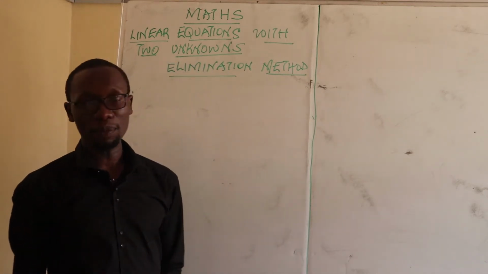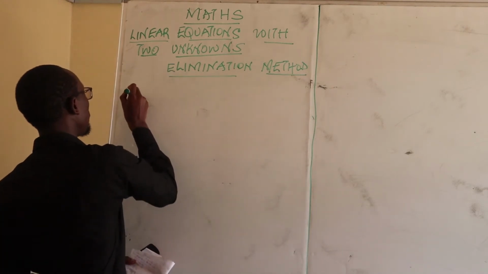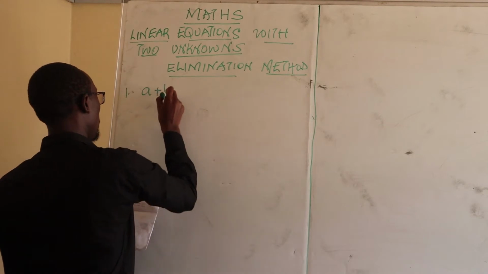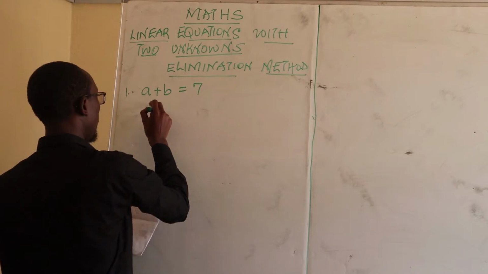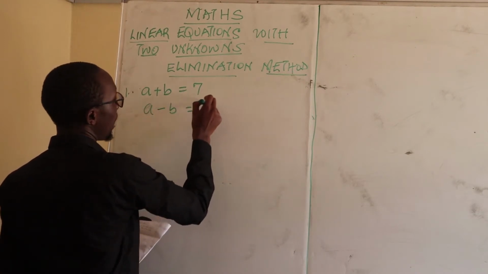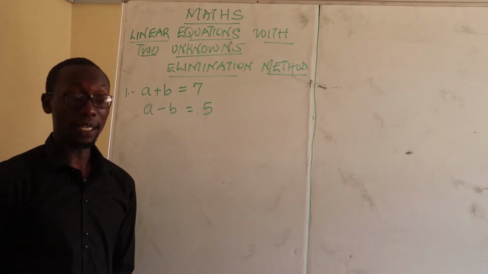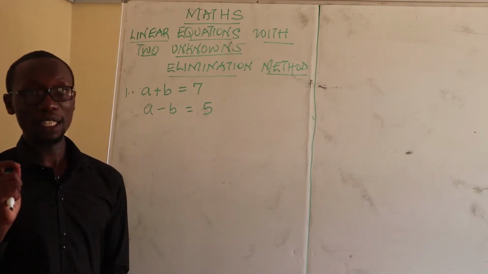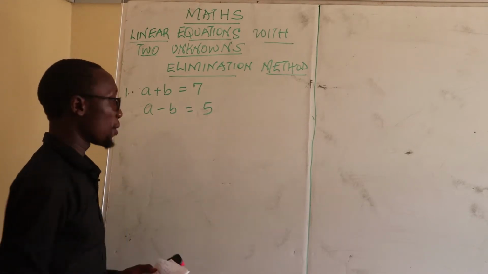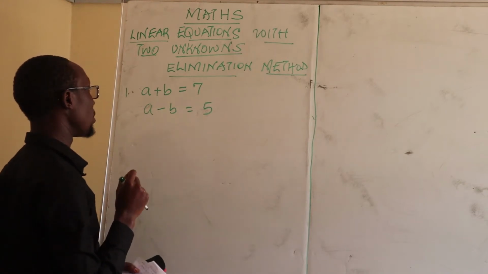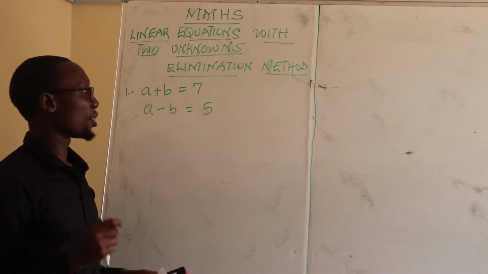So let us see examples of these equations. The first example: we have A plus B is equal to 7, and A minus B is equal to 5. We are required in this context to find the value of A and the value of B. So how do we find them? Using the elimination method.